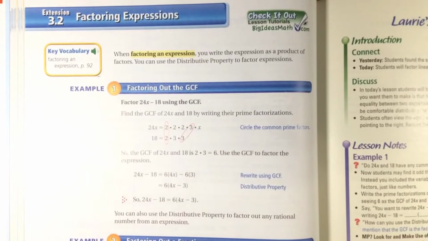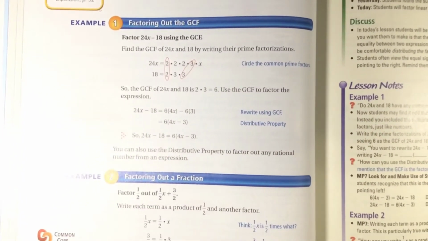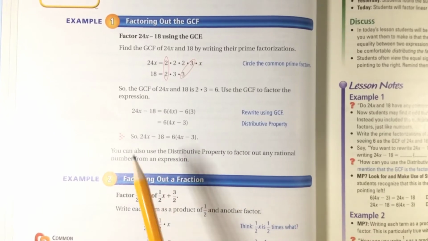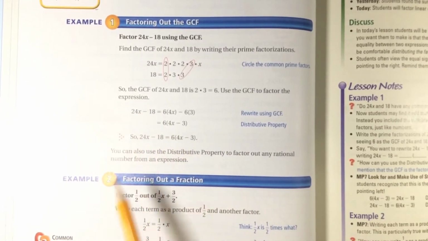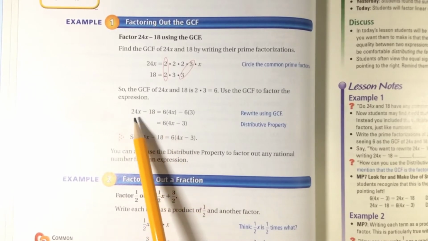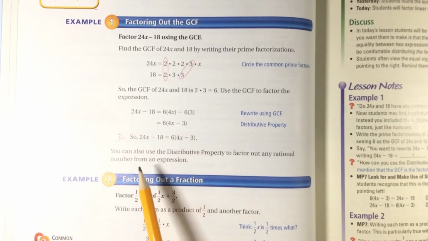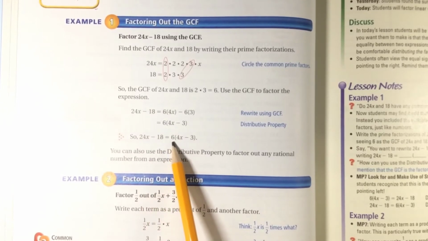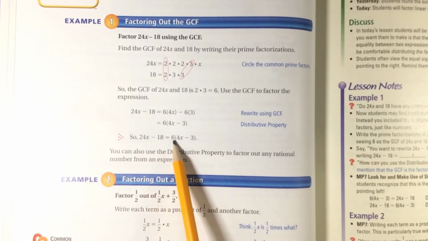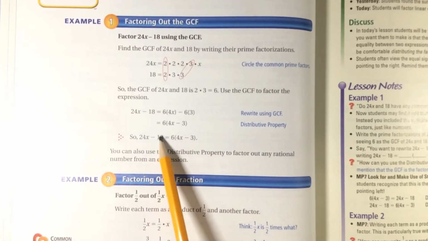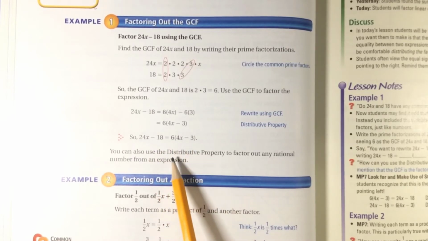Another way to do it would be to look at 24x and look at negative 18 and say, well, what's something I could divide both of those by? 6 being the greatest thing you could divide each of these by. So what you do is you divide each number by 6, and you take that 6 and you put it right outside the parentheses, like right here. And then when you divide 24x by 6, you're left with 4x. When you divide negative 18 by 6, you're left with negative 3.